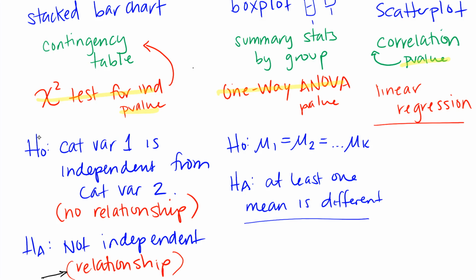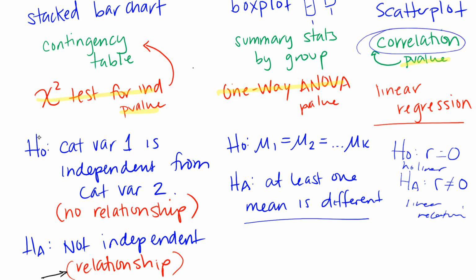Our last one is linear regression. And here, the null hypothesis is that our correlation is 0. The alternative is that the correlation is not 0. So correlation of 0 would be that there is no linear relationship, right? And here we'd say there is a linear relationship. The strength of that linear relationship, the direction of that linear relationship are going to be denoted by the correlation itself, not the p-value.